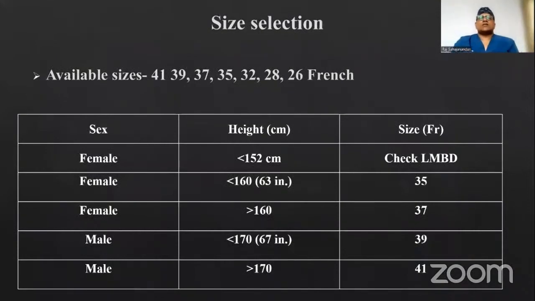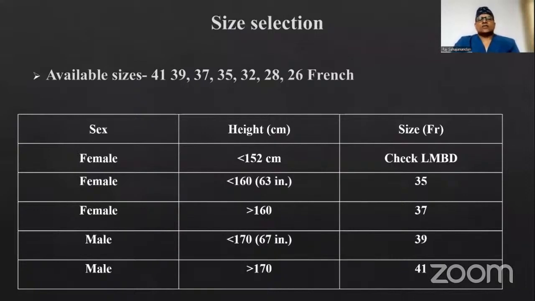The next major step is how you decide on the size. It's primarily based on the height and the sex. So if you have a male who is more than 170 centimeter, you can go for a 41. Less than 170, you can go for a 39. Female more than 160, go for a 37. Less than 160, go for a 35.